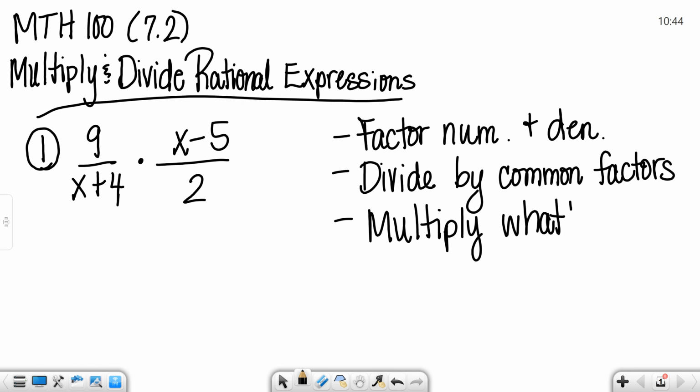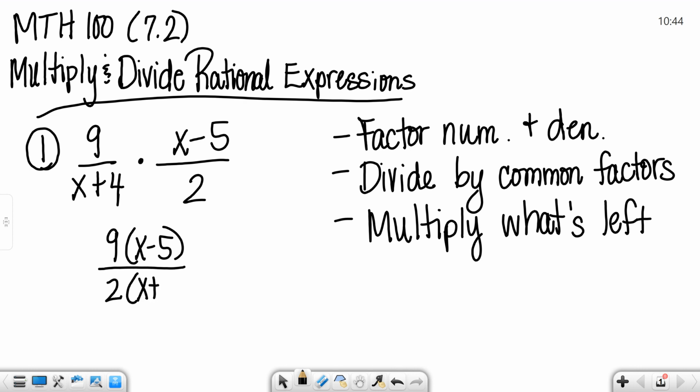Well, in this case, you can't factor the numerator and denominator of either one of our expressions. So step number 1 and step number 2 are kind of taken care of. Can't factor. There are no common factors to divide. So we just multiply what's left. So we're going to multiply 9 times x minus 5 and 2 times x plus 4.